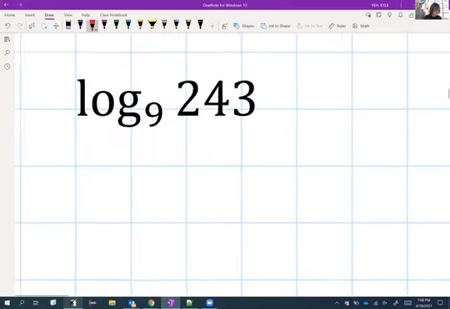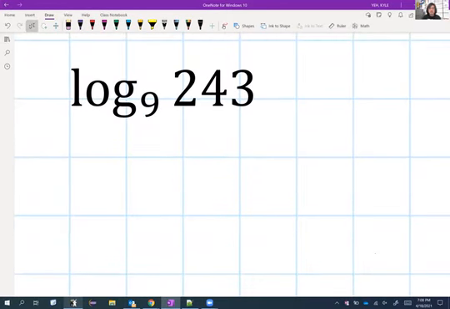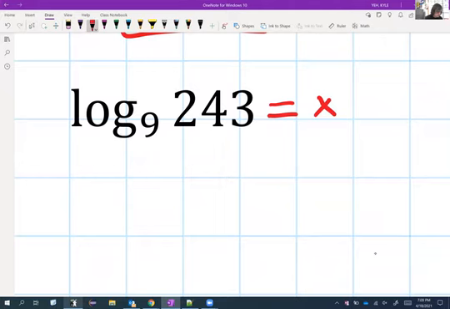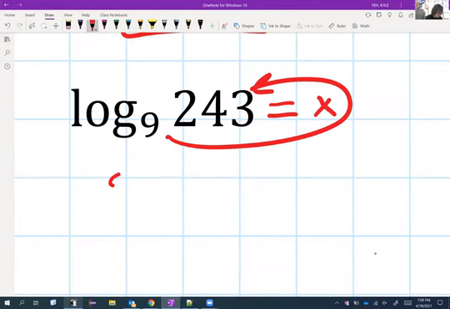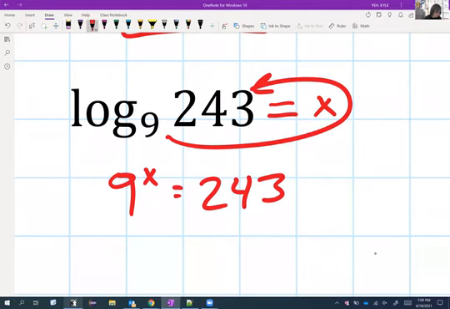Let's do another one. Log base 9 of 243. And just like before, I'm going to give it a name. I'm going to call it x. And when I've solved for x, I'll know I'm done. So let's loop it. 9 to the xth power equals 243.